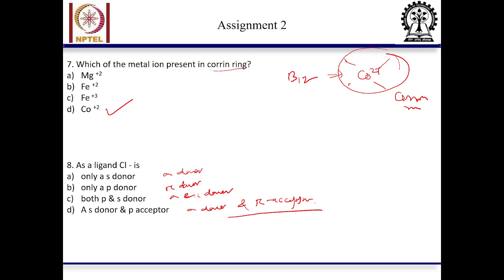Okay, ma'am is saying P donor. Devendra is saying S donor. Okay. Anyone else? No, these are incorrect.